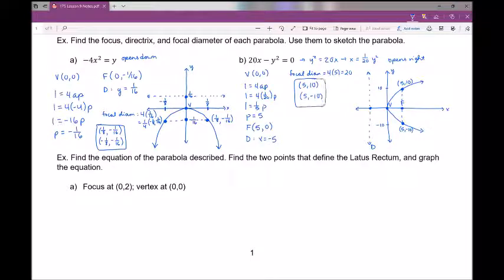Okay, so now we have found everything that we need for this problem. And we've sketched our picture in the process. Okay, so let's move on.